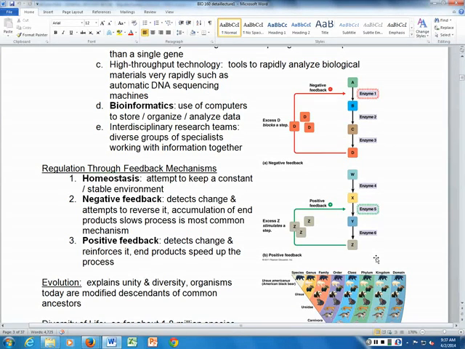One of the ways it will do it is the negative feedback loop. If it detects a change, it tries to reverse it. This is the most common process. This diagram is showing that if you have this pathway going on where you make A to B, B to C, C to D, if you start to build up too much D, what will happen is it will actually block the pathway and not let it go through anymore. It says, you know what, there's too much of you, stop making it.